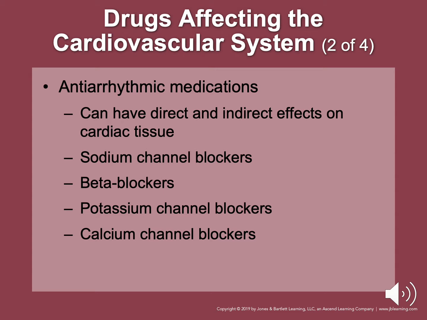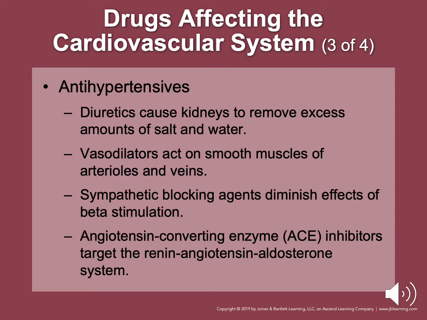Vasodilators act on the smooth muscles of arterioles and veins. Sympathetic blocking agents include beta blockers and adrenergic inhibitors, and they diminish the effects of beta stimulation. ACE inhibitors target the renin, angiotensin, aldosterone system, and they suppress conversion of angiotensin 1 to angiotensin 2. Calcium channel blockers have anti-arrhythmic and anti-hypertensive properties.